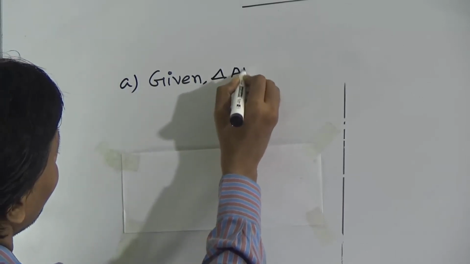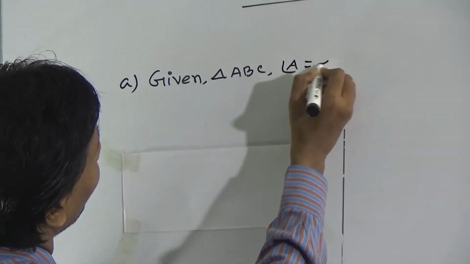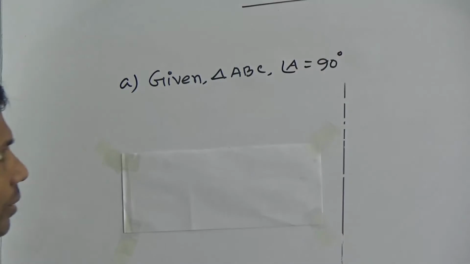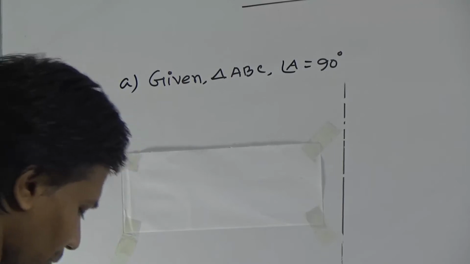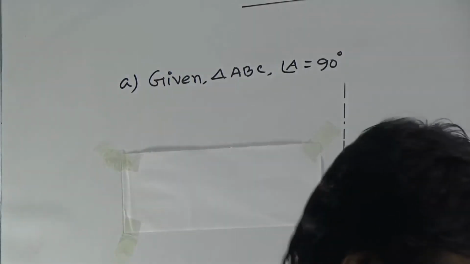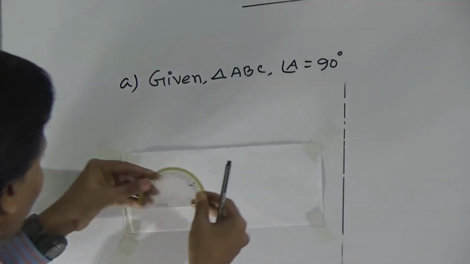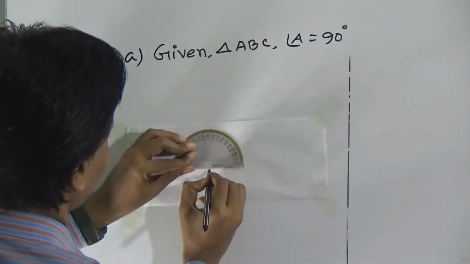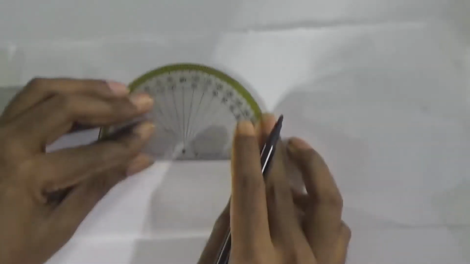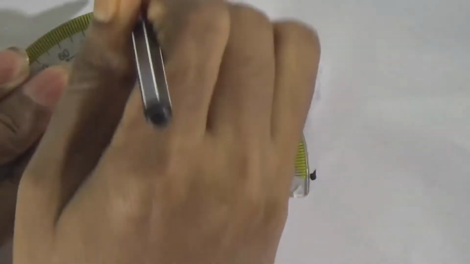Given, in triangle ABC, angle A equal to 90 degree. This is given. Now we have to bisect the angle A with the pencil compass. Dear student, how can we draw the angle A, that means 90 degree angle? At first you place the protractor. Now join.